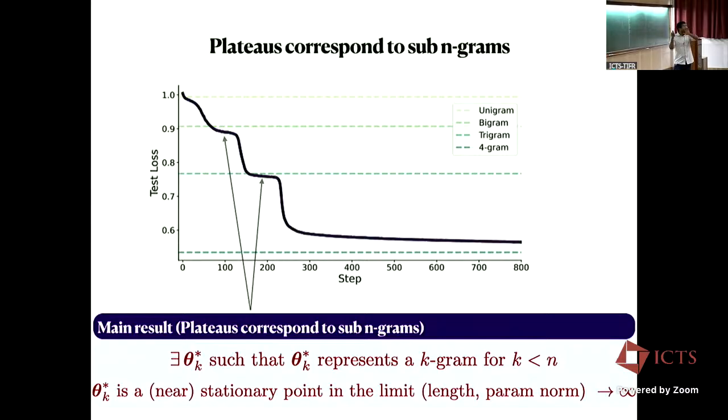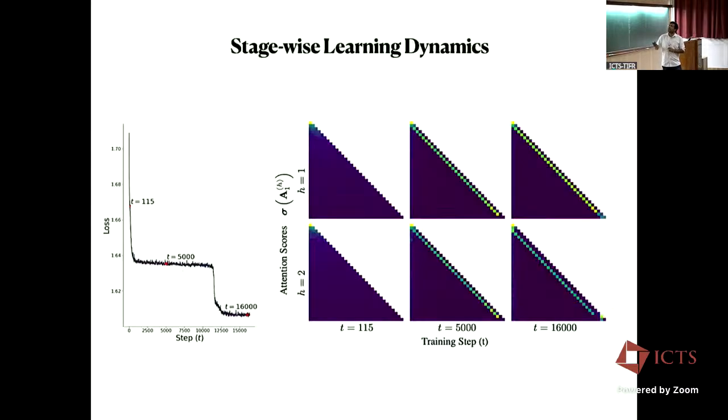Yeah, this is again giving a static picture. They're only explaining the landscape. They're not explaining how it jumps from one to the other, but nonetheless, this is a very important insight: the plateaus occur because of the sub-n-grams, okay? And that's what we observe empirically as well.